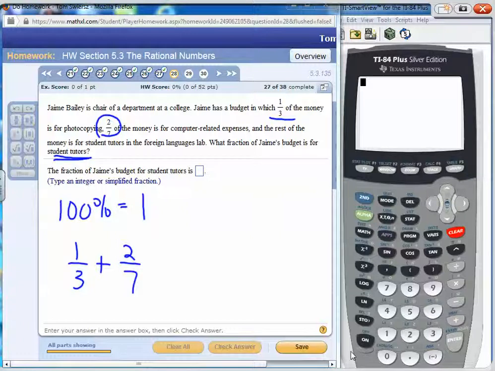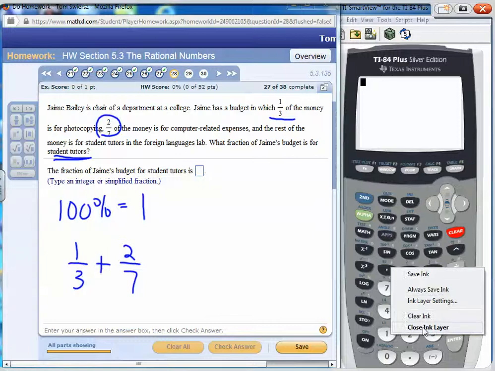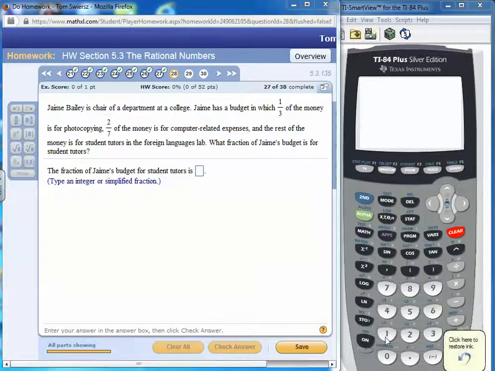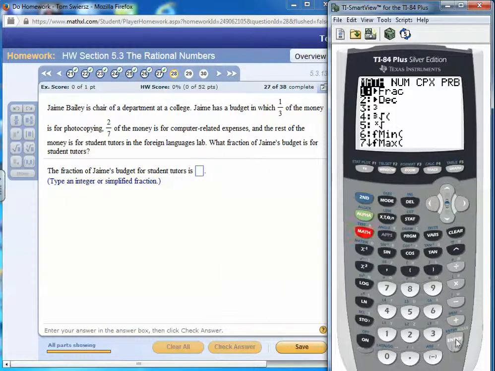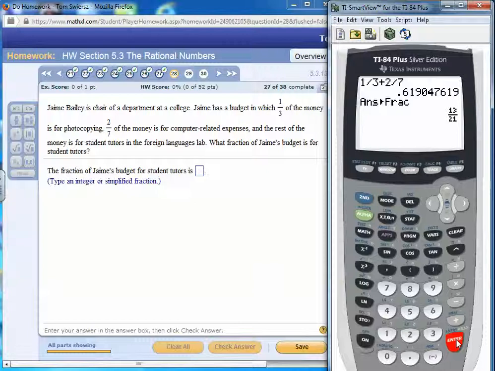Okay? So on the calculator, we can go ahead and add 1/3 and 2/7. So 1 divided by 3 plus 2 divided by 7, which are two fractions, and then go to the Math key, and then hit Enter twice, and we get 13/21.